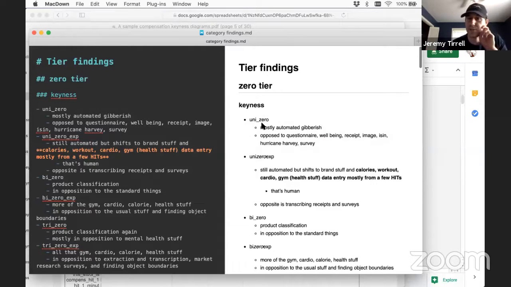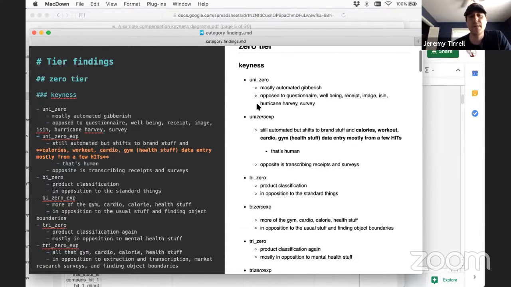And that's what I did. You can see here, I just kind of wrote up preliminary findings. I started by going through tiers because that's what made sense. And then I looked at the keyness measurements for each tier. And then I broke it down into how we looked at them, right? Unigrams, bigrams, trigrams, unexpanded, and then expanded.